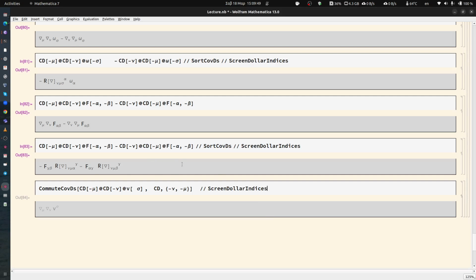The result of this will involve again the dollar indices, so we apply the function ScreenDollarIndices to see something nicer. So you see that the covariant derivative of v is replaced by the derivative of v plus the term that involves the Riemann tensor.